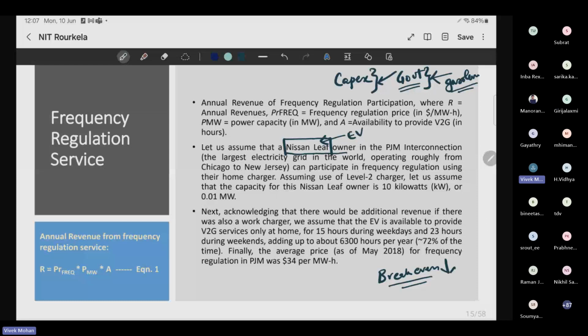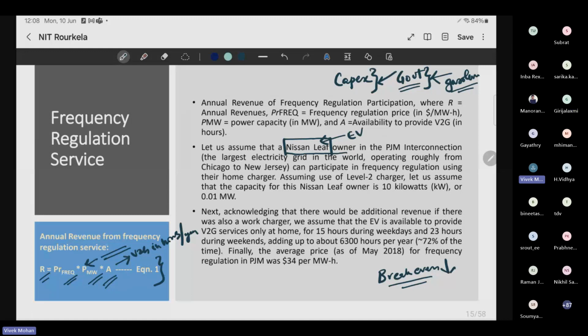So you see, for annual revenue from frequency regulation service, there is an equation given here. R = PR_frequency × P_MW × A. A is the availability to provide vehicle-to-grid service, in hours. Hours means hours in a year. Yearly, in how many hours can you make your EV available for frequency regulation service? This is what A is. Now, P_MW is how many megawatts you can support.